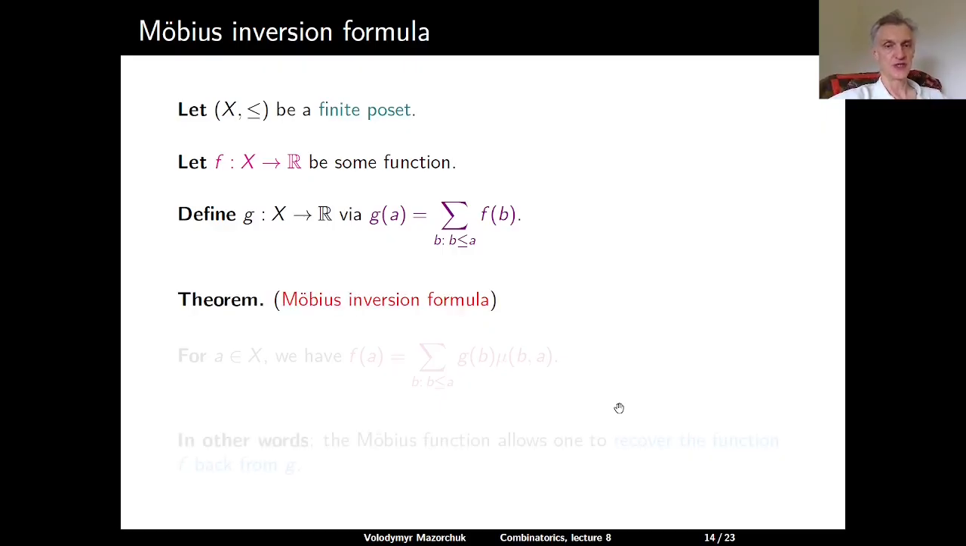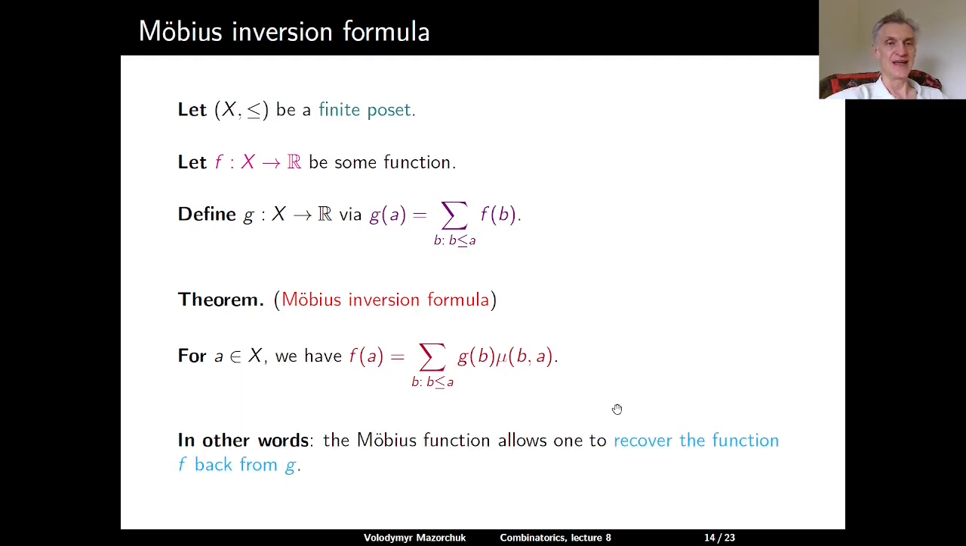Theorem, the Möbius inversion formula: for any a in X, the value of f at a is equal to the sum over all b which are less than or equal to a, g of b times mu of b, a. In other words, if we know the function g, we can recover the function f using Möbius functions. So the use of the Möbius function is to invert this procedure. We started from f and made this summation to obtain g, and using the Möbius function we can go back.